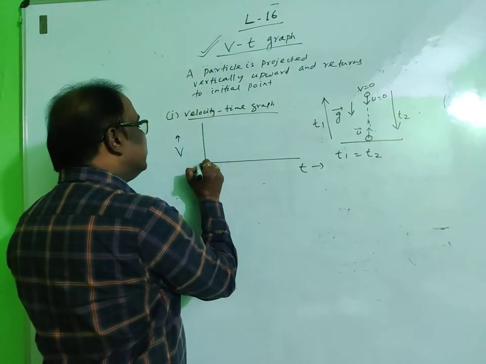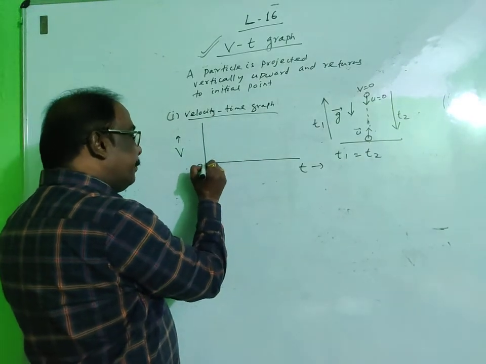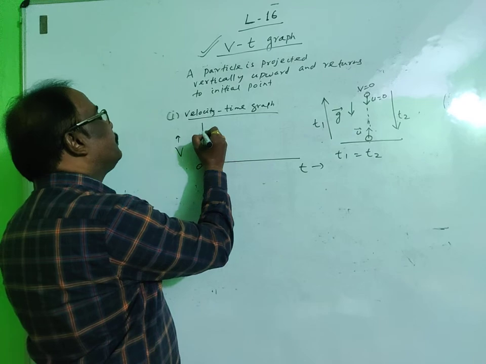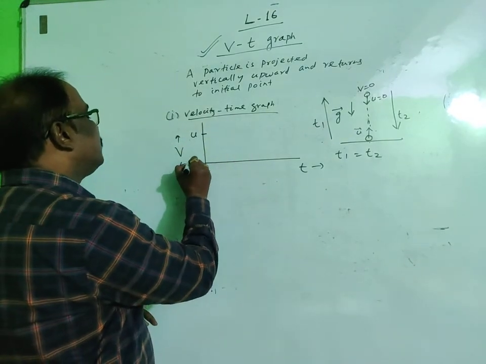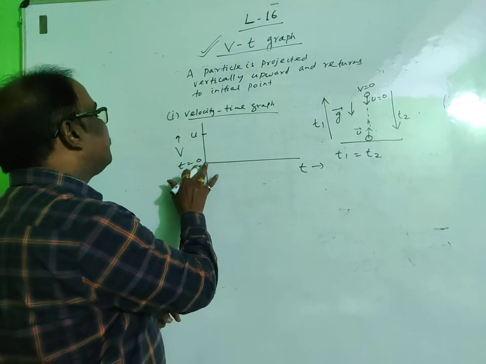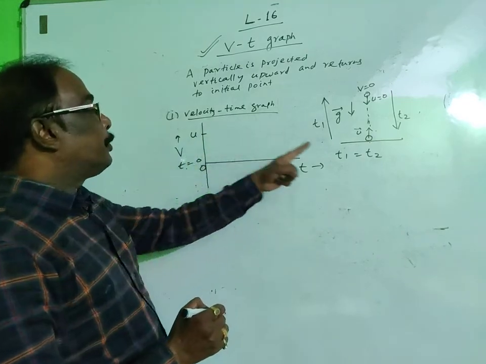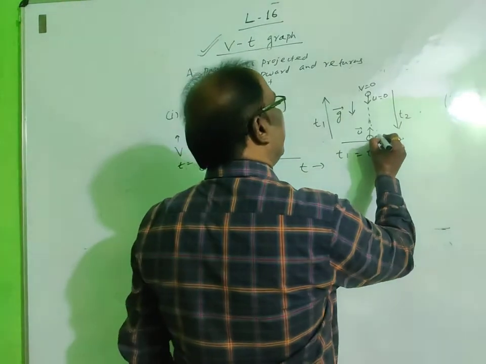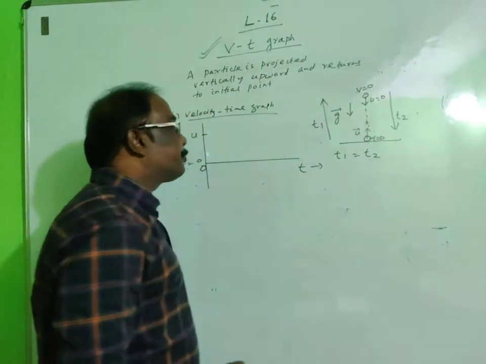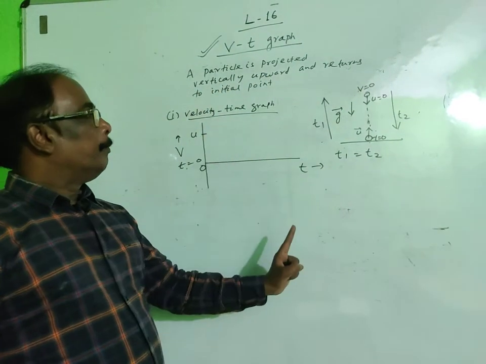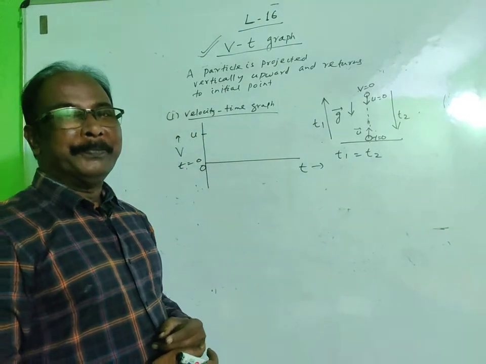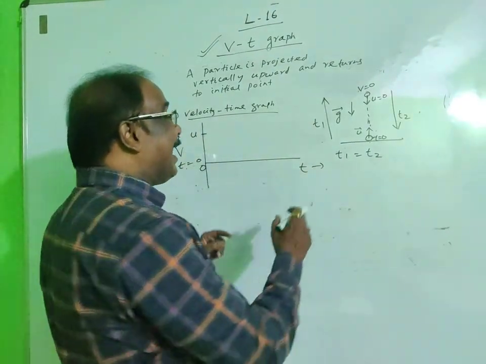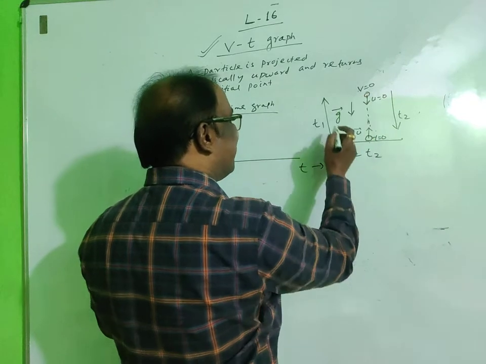In the v-t graph, at time t equals 0, the velocity given to the body is u. The body is projected upward with velocity u, and the time taken to reach the highest point is t1.